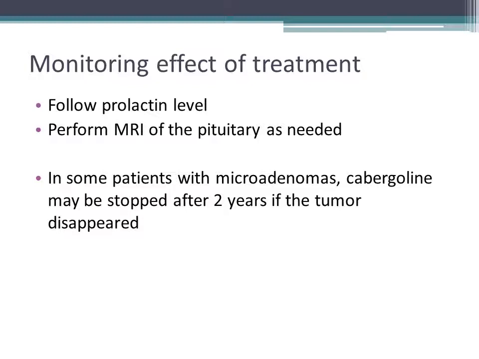So what happens is we treat them with cabergoline for about 2 years, and then we start tapering the cabergoline to discontinuation. We repeat the pituitary imaging, and if there is no tumor on MRI with normal prolactin level after stopping cabergoline, there is a good chance that this patient is cured from this tumor. Now, recurrence does happen, and we have to monitor these people for a long time if they were in remission.